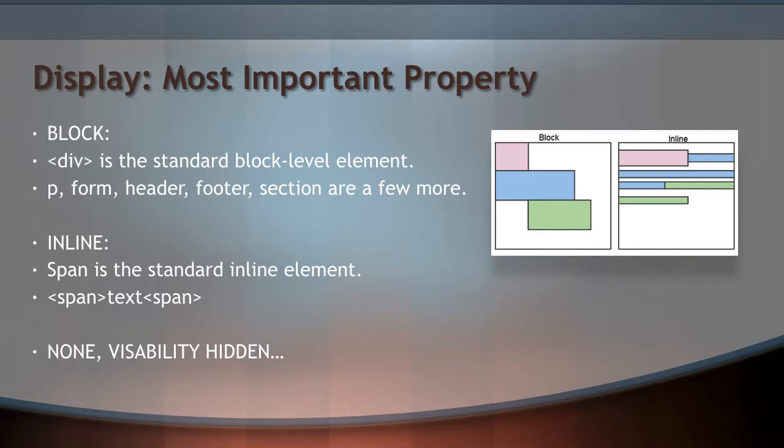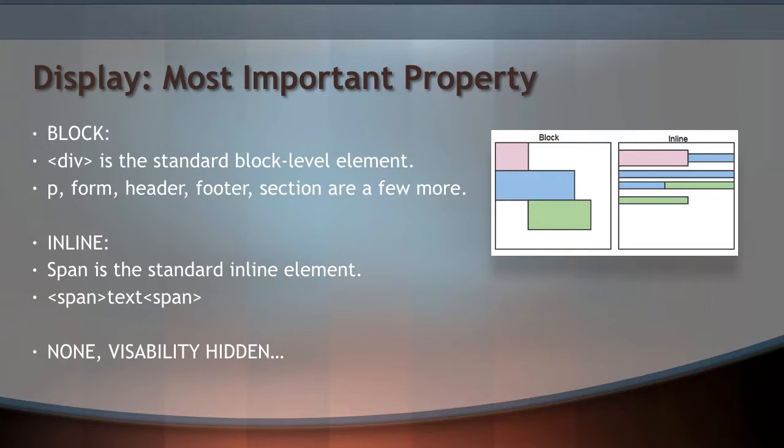These are their default display values. Span is the standard inline element. An inline element can wrap some text inside a paragraph, a span, without disrupting the flow of that paragraph. An example is the A element, the most common inline element, and they are used for links. You can see how that wouldn't disturb the flow of that paragraph by inserting a link.